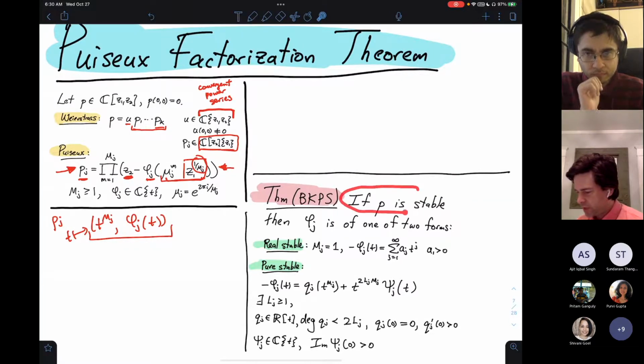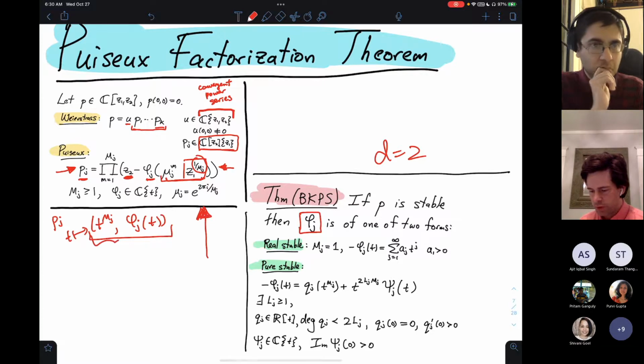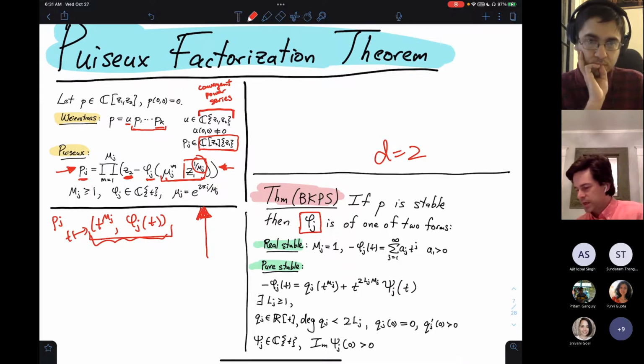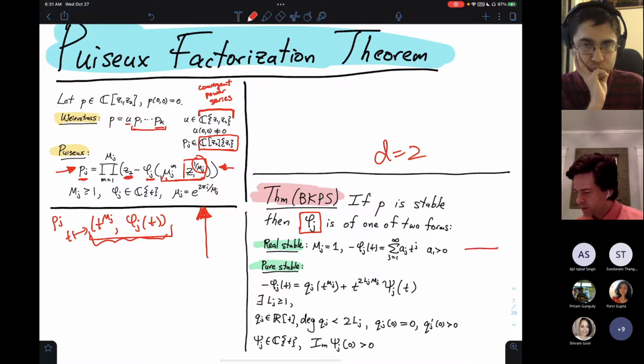So if I have a stable polynomial in two variables, I should emphasize that, two variables, then this Pj that appears in the Puiseux factorization, which you can use to parameterize locally the different branches of P, has one of the two following forms. It's either real stable or pure stable. If P is real stable, then it only has real stable factors. And if P is pure stable, then it only has pure stable factors. So here's what the real stable case looks like, and it's the easiest one to state.